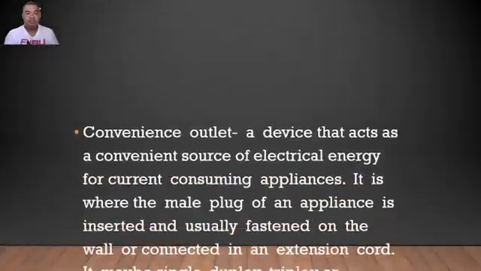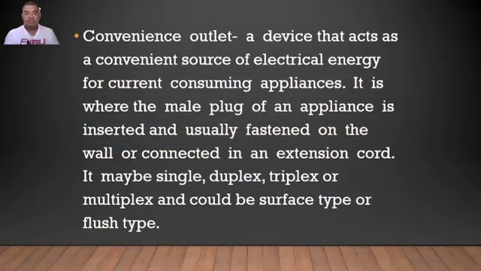Okay, so our first electrical material is the convenience outlet, a device that acts as a convenient source of electrical energy for current consuming appliances. It is where the male plug of an appliance is inserted and usually fastened on the wall or connected in an extension cord. It may be single, duplex, triplex, or multiplex, and could be surface type or flush type.